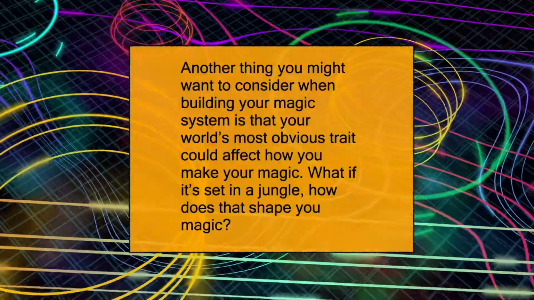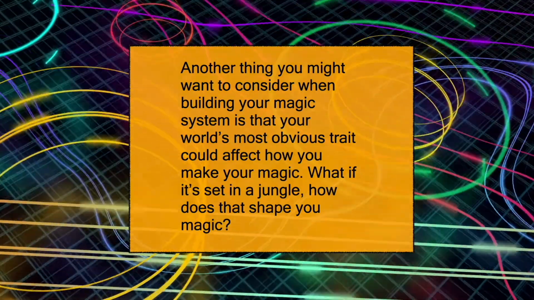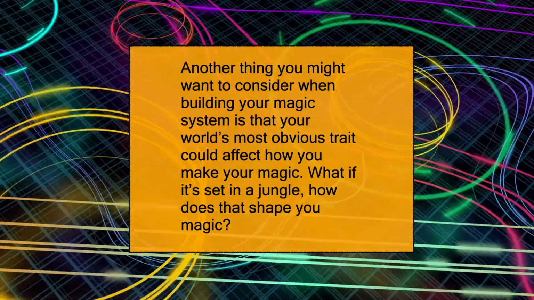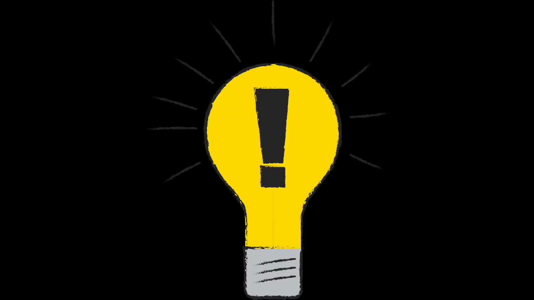Another thing you might want to consider when building your magic system is the world's most obvious trait. That could affect your magic. What if it's set in a jungle? How does that shape your magic? This is not completely necessary, but it is interesting to think about.